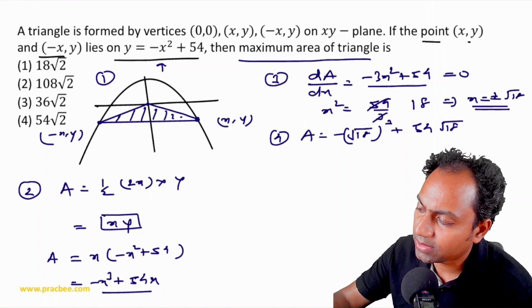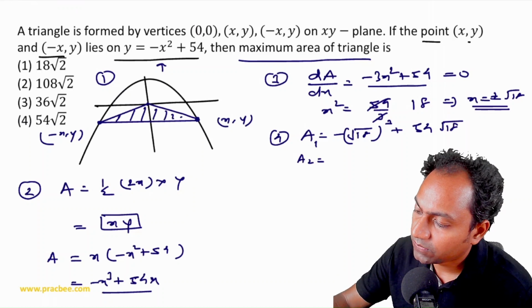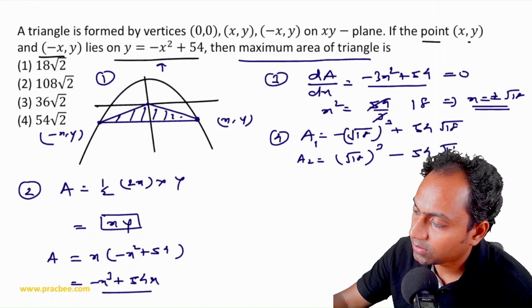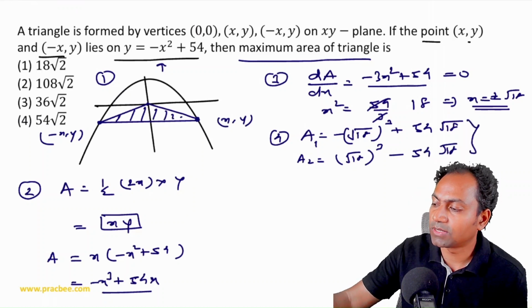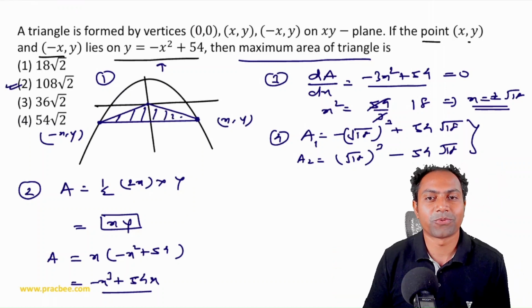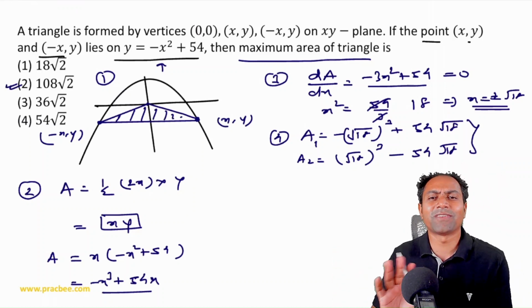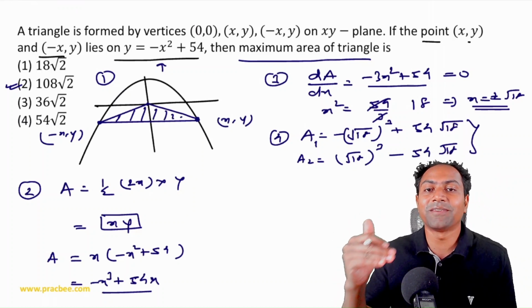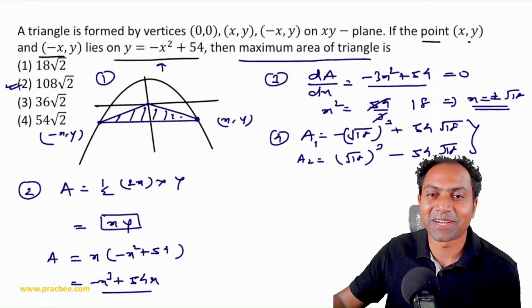So this is one area, area 1. And then there will be area 2 if I take the negative sign. So if I take the negative sign, this will become root 18 raised to the power 3 minus 54 root 18. Whichever is maximum, that value we will consider. And if you simplify, the answer comes out to be 108 root 2. It is not a very difficult question, but this AOD concept is getting integrated with the graph. Hence, I have put it into the moderate category.